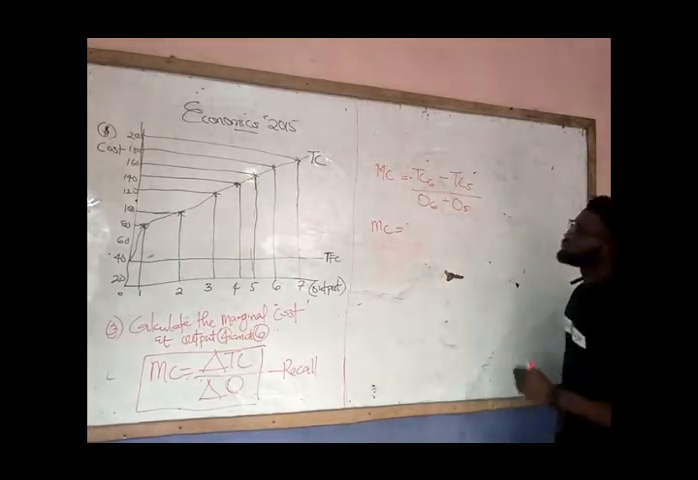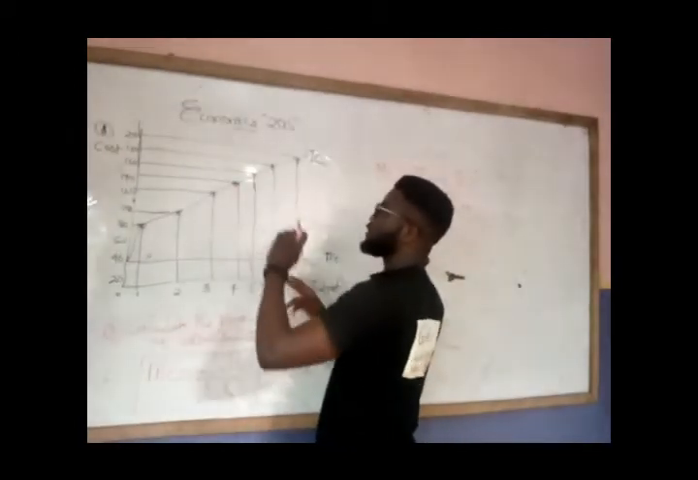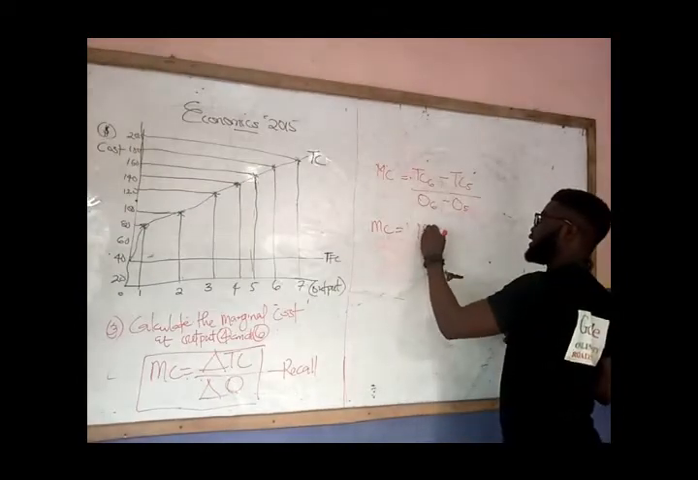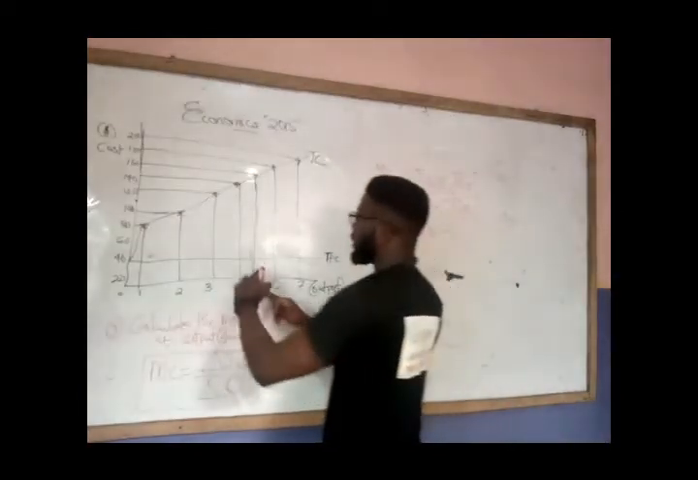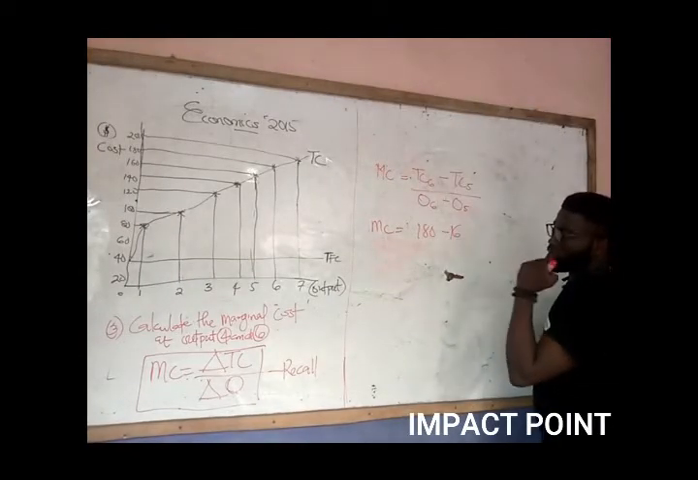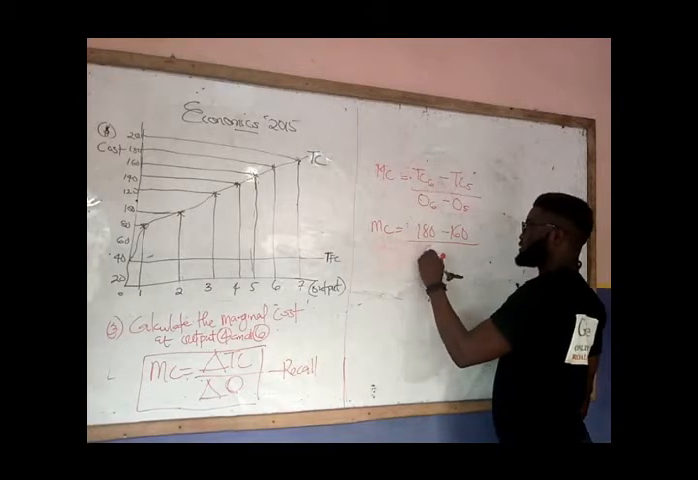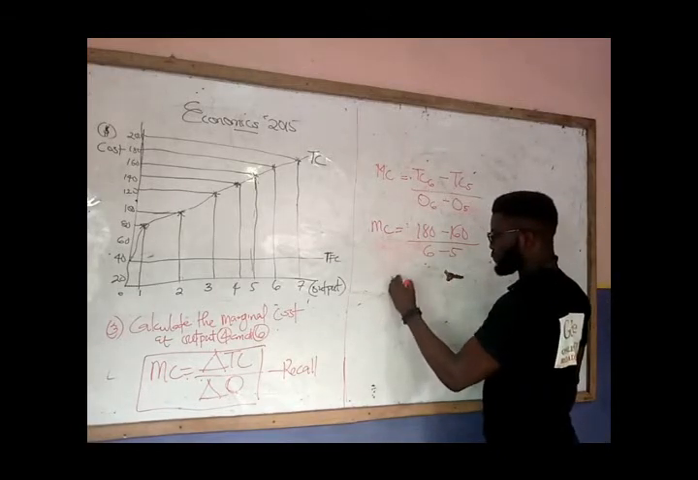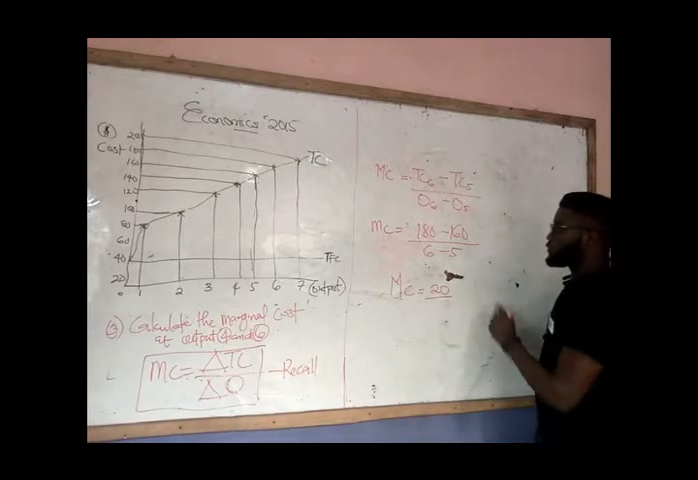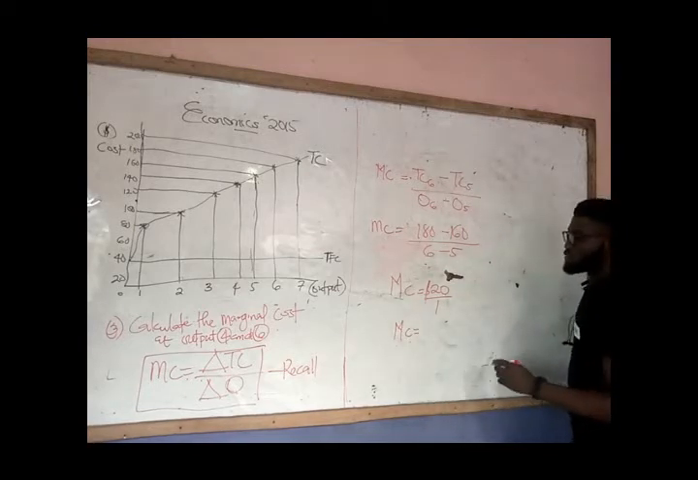equals to, what is TC6? Don't forget, I actually did this so that you can be able to trace whatever figure, whatever cost you want to use. So this is this. So we have 180 minus, what's our TC5? Total cost 5, which is 160. Then we have 6 minus 5. Therefore, our MC equals this minus this, which is 20. So we have $20.